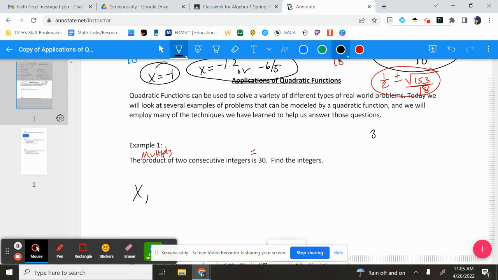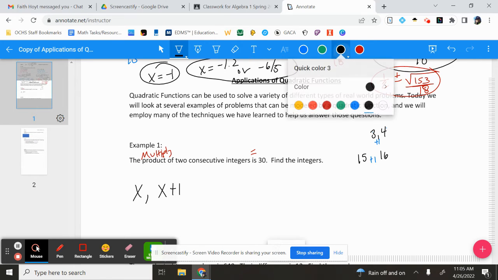So let's think back. If I had 3, the next number would be 4. If I had 15, the next number would be 16. I have to ask myself, what am I doing here to 3 to get to 4? Well, I'm adding 1. What am I doing to 15 to get to 16? I'm adding 1. So to find my second number that I don't know what is, I'm going to call that x plus 1.